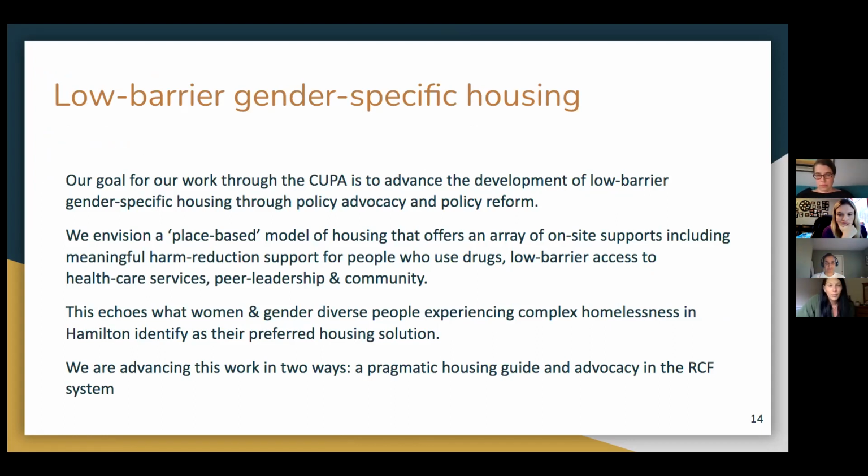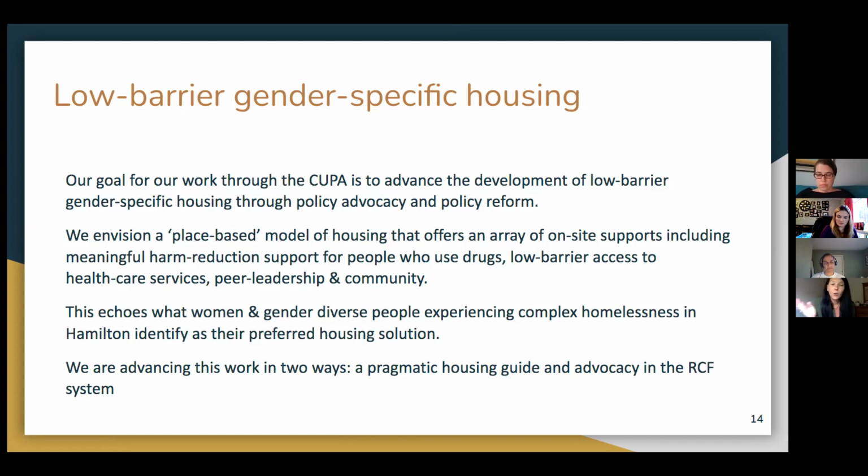So building on some of the research I've done and some models of housing and support that exist in other parts of Canada, we really envision a place-based model of housing that would offer folks living there an array of on-site supports. This might include meaningful harm reduction support for people who use drugs, low barrier access to healthcare services, including mental health services and physical health services. And we also imagine that it would have a robust peer leadership and community component built into the housing.